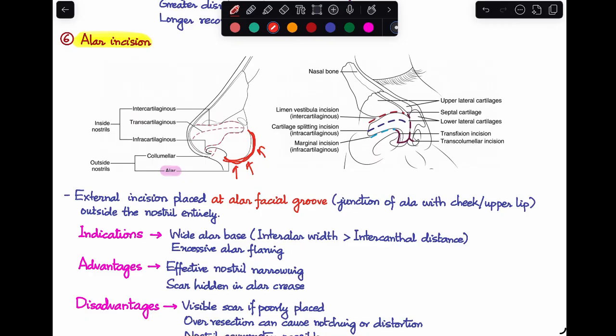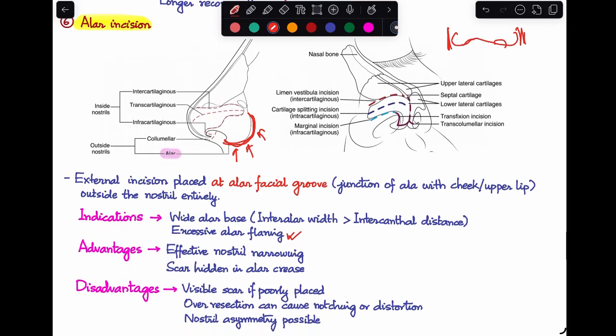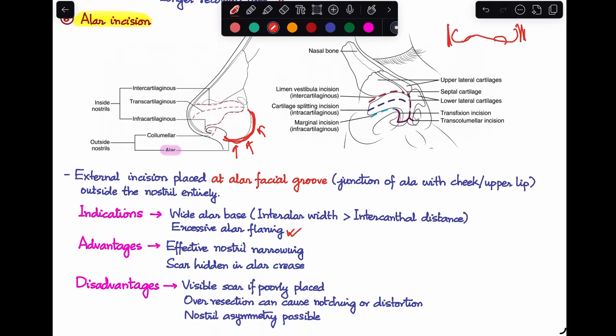Indication of this would be if the patient has a very wide alar base. Wide alar base means the interalar width is more than the intercanthal distance, which is the distance between the two medial canthi of the eyes. Second, if there is excessive alar flaring, this incision is also preferred. Some advantages of using this incision are that it is very effective in narrowing the nostril, and the scar can get hidden in the alar crease, so it may not be visible.